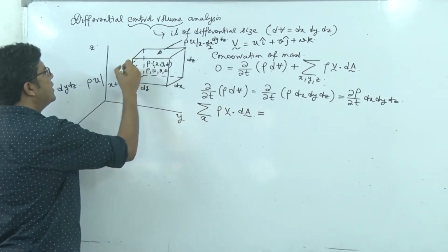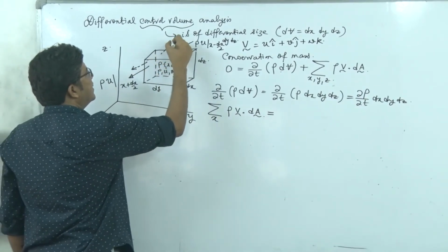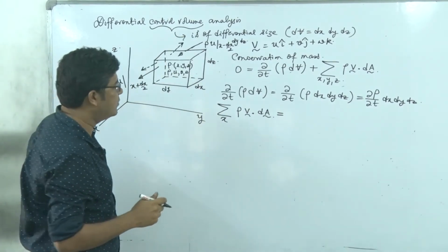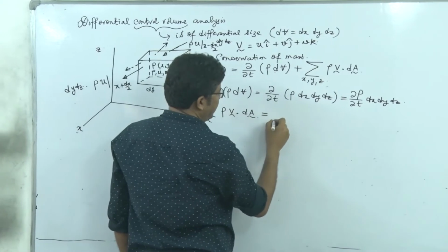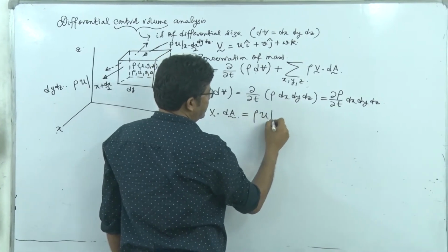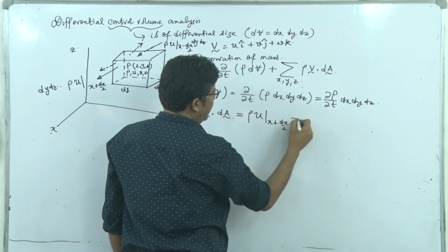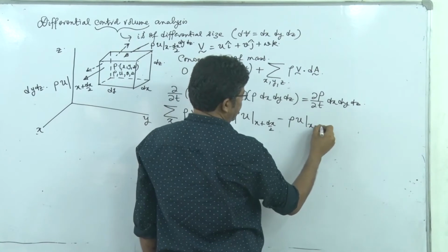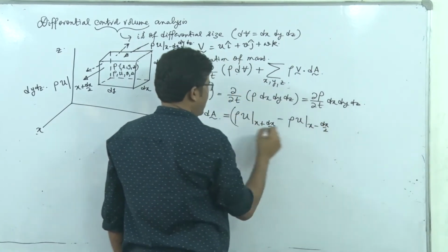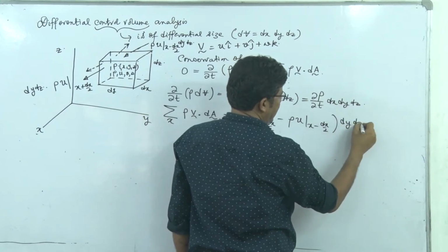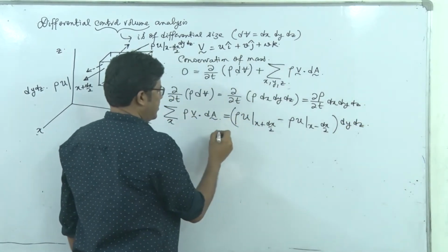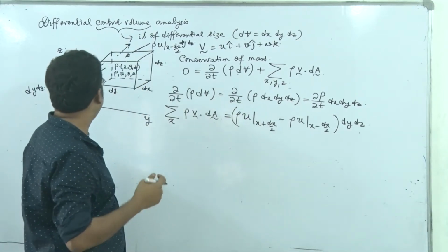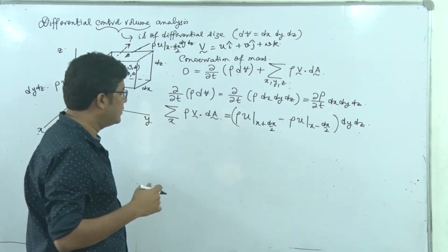Why? Because here the area direction is this, and here the area direction is this. Here the included angle is 0 degrees, here the included angle is 180 degrees. So obviously we have rho into u at x plus dx by 2 minus rho into u at x minus dx by 2, whole bracket, into dy into dz. Now rho and u both are changing. It's not only that u is changing, rho is also changing.